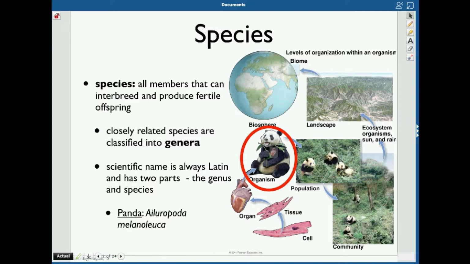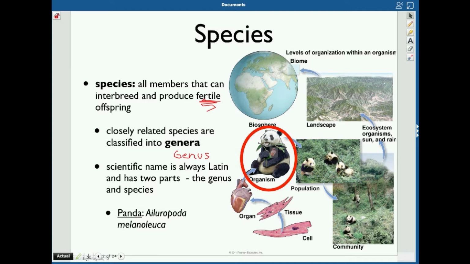So now let's talk about a species. Basically, a species is anything that can interbreed and produce fertile offspring. That is an important note. The offspring must be fertile. Your offspring must be able to have babies. Closely related species are classified into genera, or a genus. I never get the plural pronounced right. And then your scientific name is always Latin and has two parts, the genus and the species.